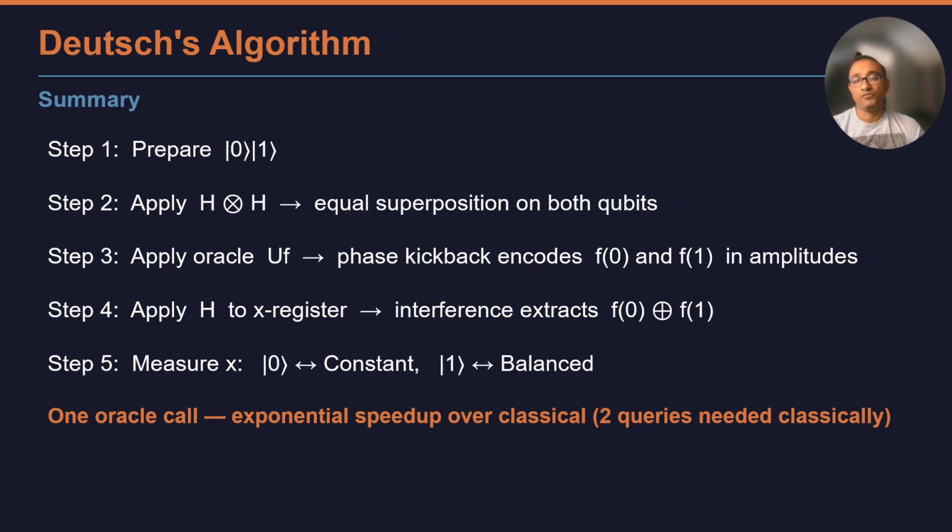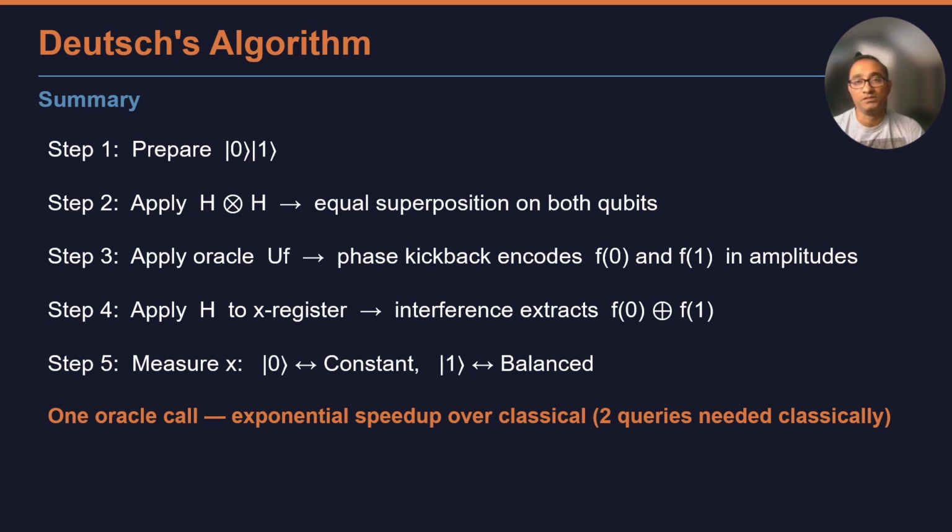And in summary, if you follow these steps, that is where you will see how an exponential speed up has been achieved, where 2 queries were needed classically, and here it is one pass of the circuit that we have seen before that will give you the output whether the function f is balanced or constant. So this is in a nutshell how the implementation of the Deutsch algorithm works, which, as I said, is a simpler implementation of Deutsch-Jozsa.